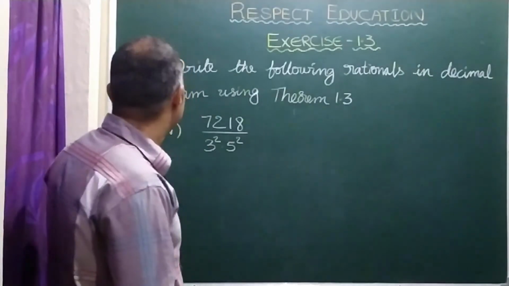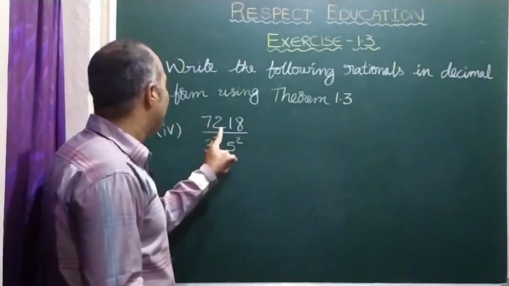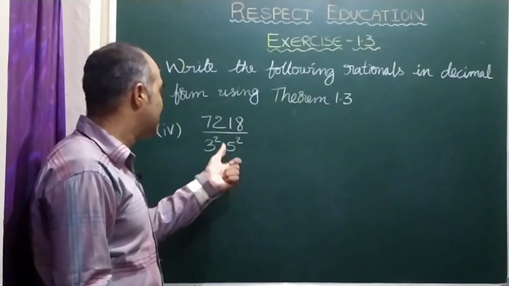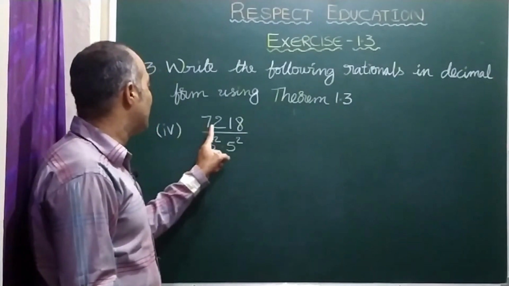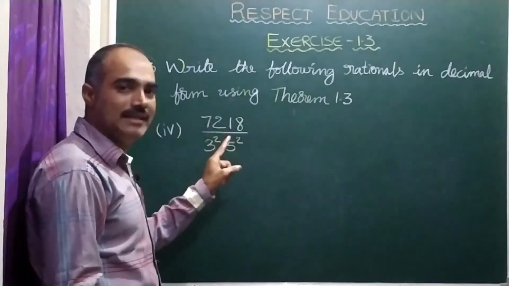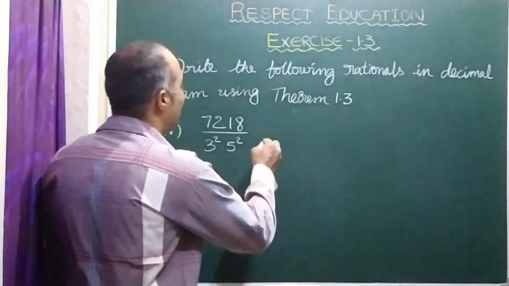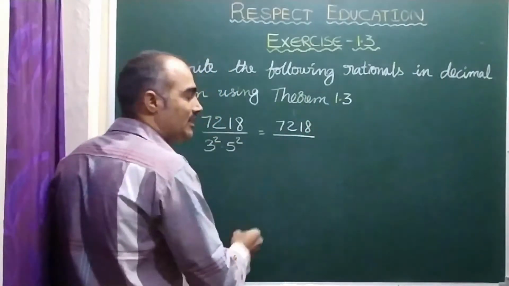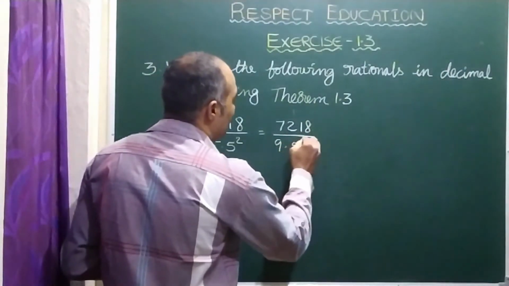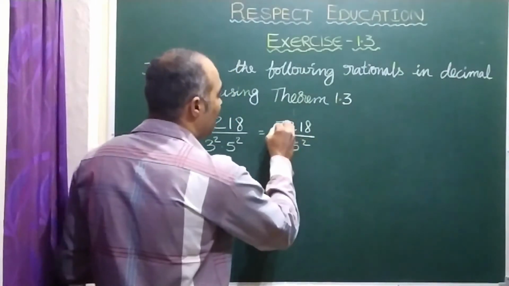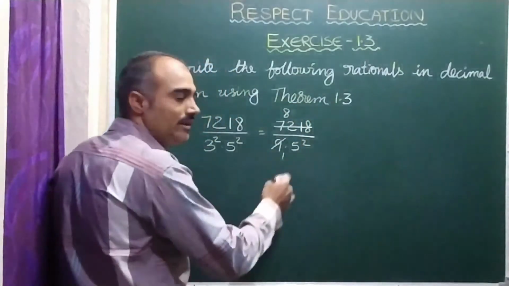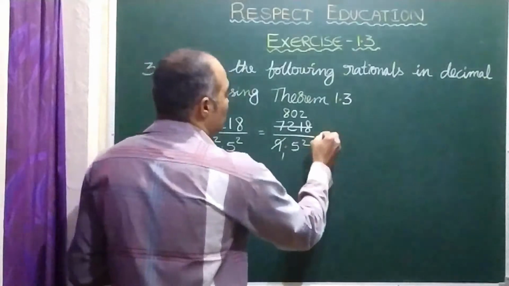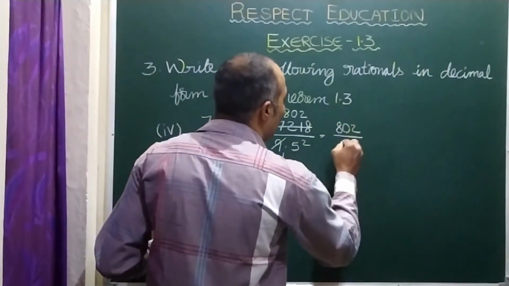Now let us see the next bit, that is the fourth bit, 7218 divided by 3 square into 5 square. Before starting the problem, let us check whether any cancellation is there. See here, 7 plus 2 is 9, 1 plus 8 is also 9, 9 plus 9 is 18. So clearly these two numbers cancel by 9. Let us do that division first. 3 square is nothing but 9, children. It is 5 square. So 9 ones are 9, 9 eights are 72, next number is 1 smaller than 9, so 0. Again 9 twos are 18. So it is 802 by 5 square.